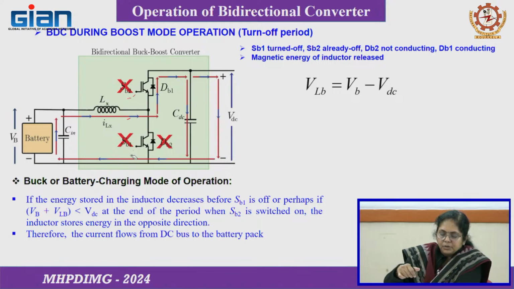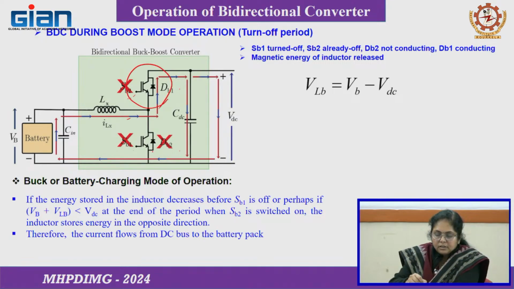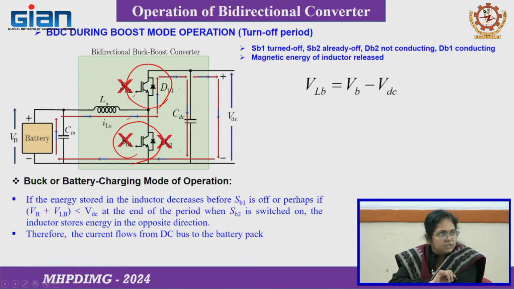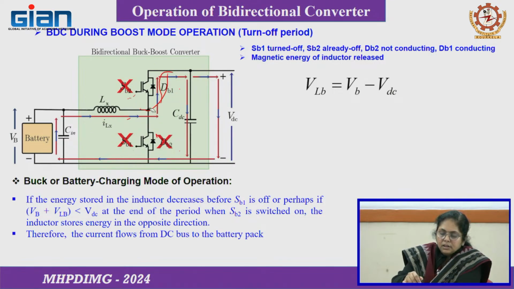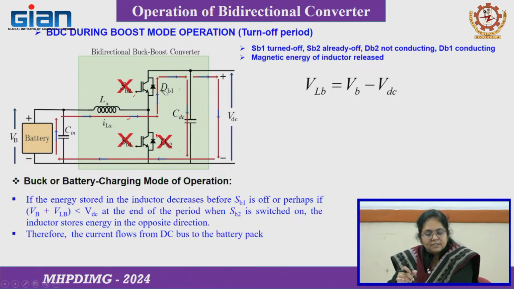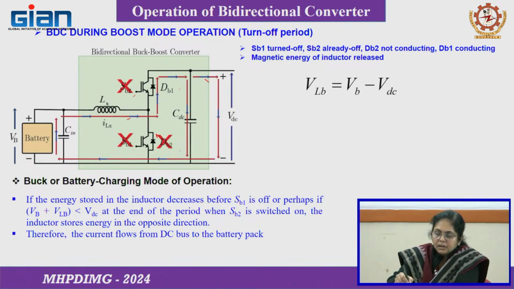Again you can draw the corresponding circuit for the buck mode of operation, when the upper switch will be operating and the lower switch is off. In the boost mode the lower switch is operating and the upper switch is completely off. When the switch is on it is conducting, meaning the inductor stores energy, and when the switch is off it flows through the upper switch body diode. But the reverse is the case when we go for the buck mode, that is the battery charging operation, where power flows in the reverse direction.